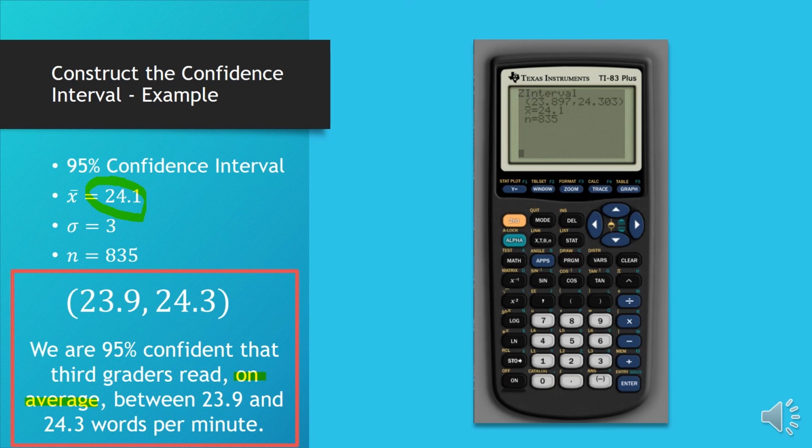Now let's look at an example or talk a little bit about what happens when you don't know the population standard deviation.